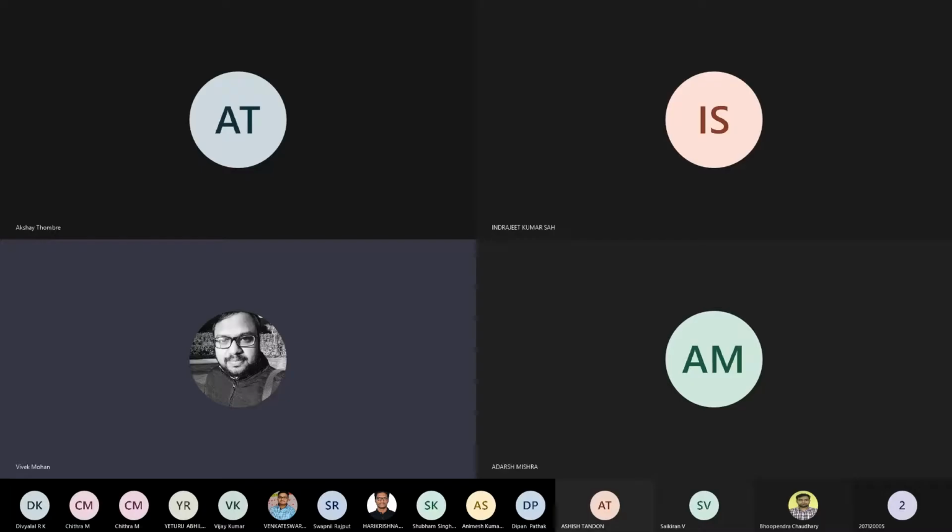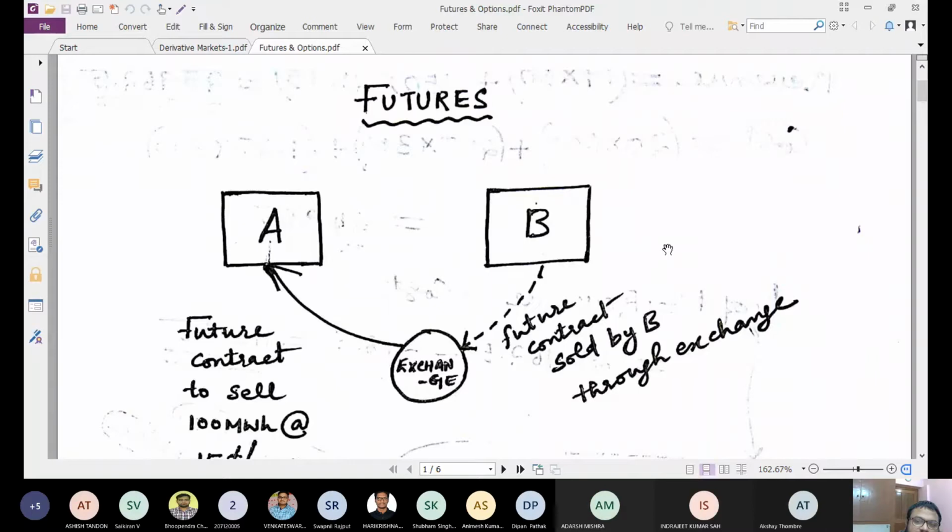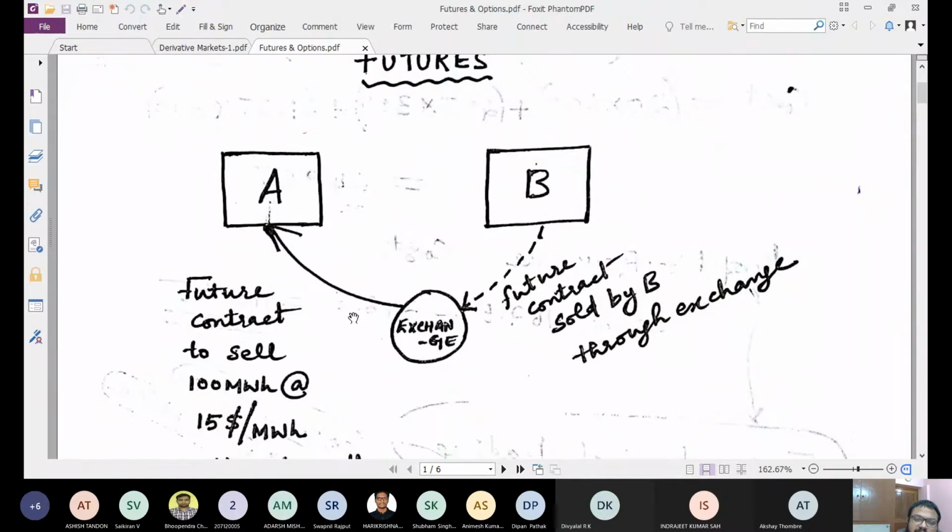Future contract. You can see here two parties, A and B, where A is a seller and B is a buyer in the market. Now they are exchanging some contracts through the power exchange, and the exchange is also shown here as a circle. So if A buys a future contract to sell 100 megawatt hours at $15 per megawatt hour, this means that for the seller, what is the risk?